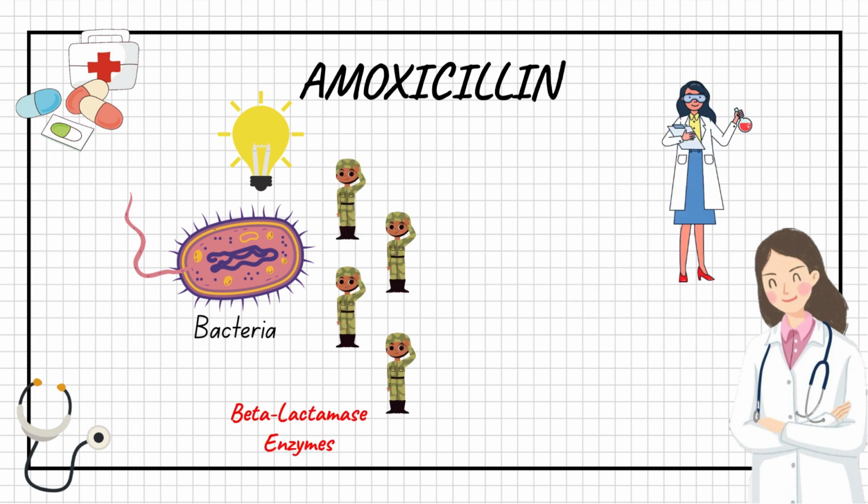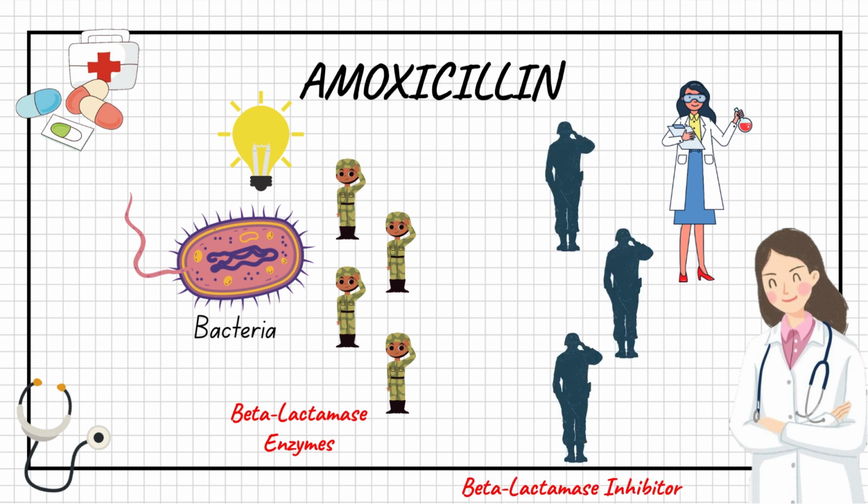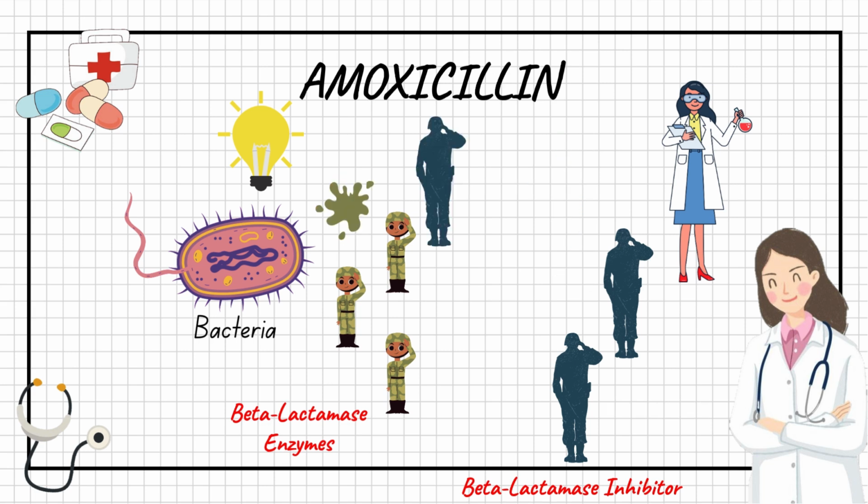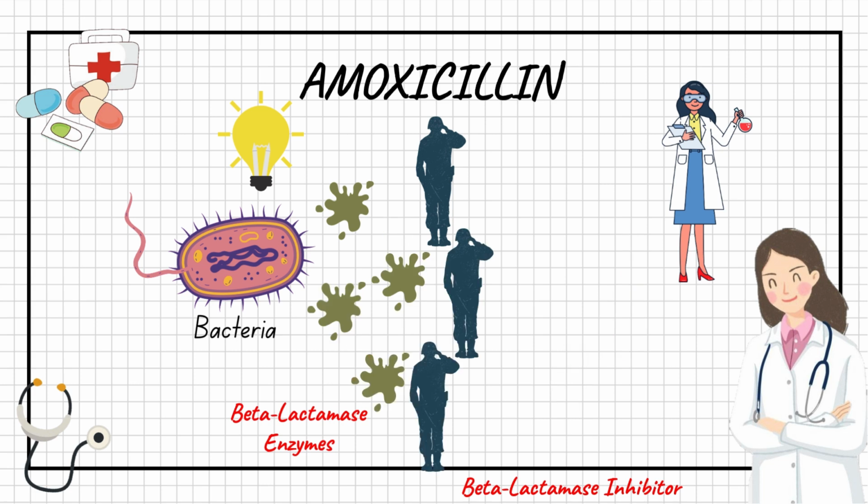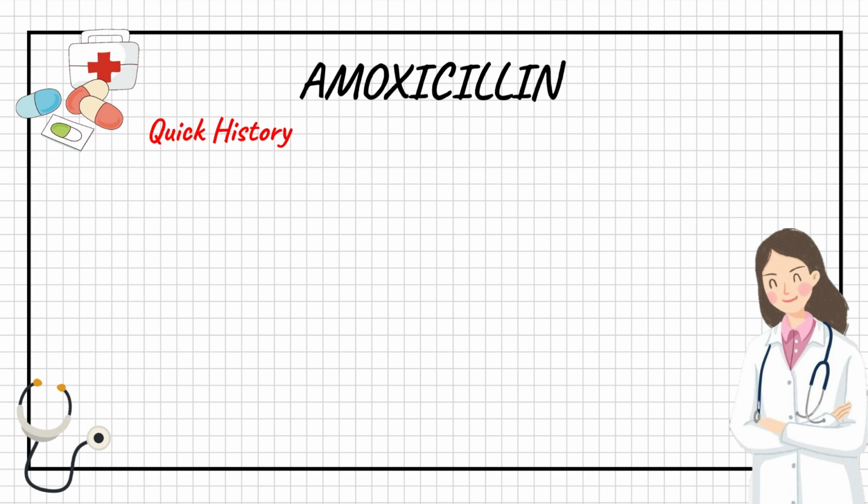To counter this, scientists created beta-lactamase inhibitors like Clavulanate, Tazobactam, and Sulbactam. So now the inhibitors deal with the beta-lactamase enzyme, and the antibiotic is free to do its job, destroy the bacterial cell wall.